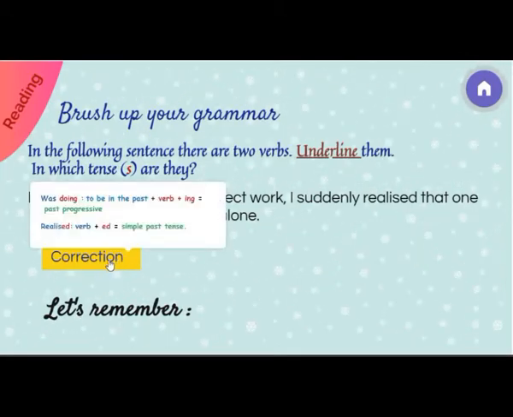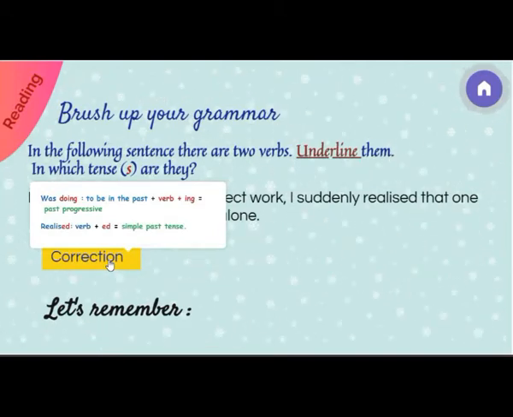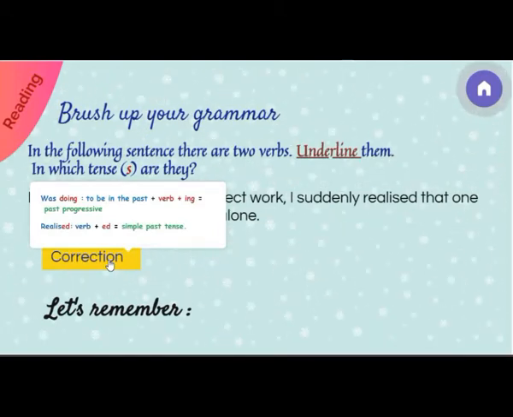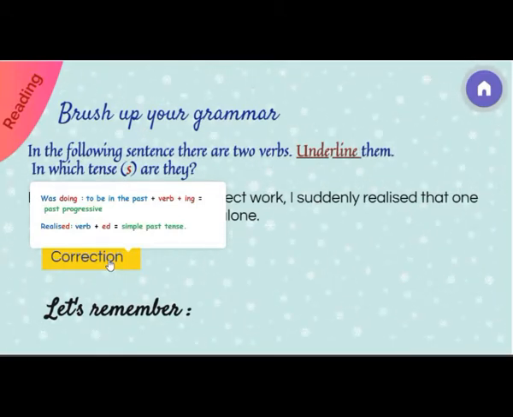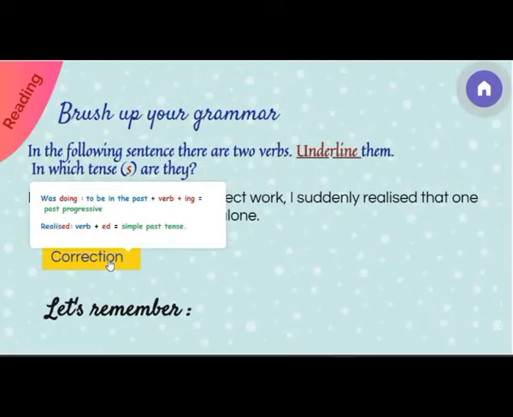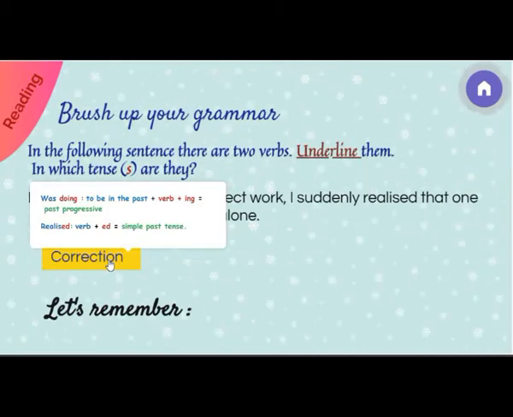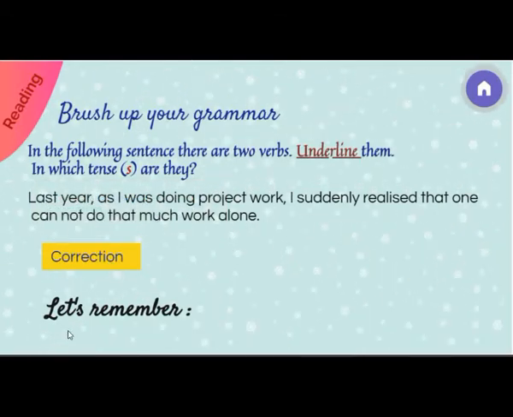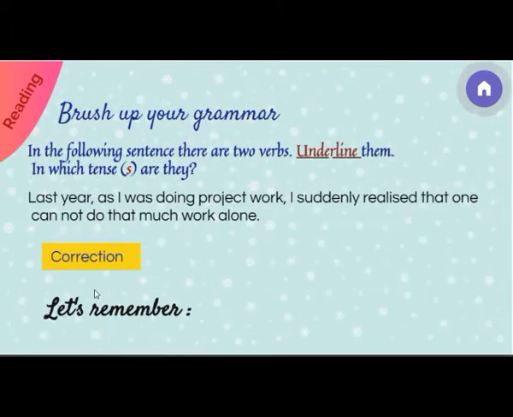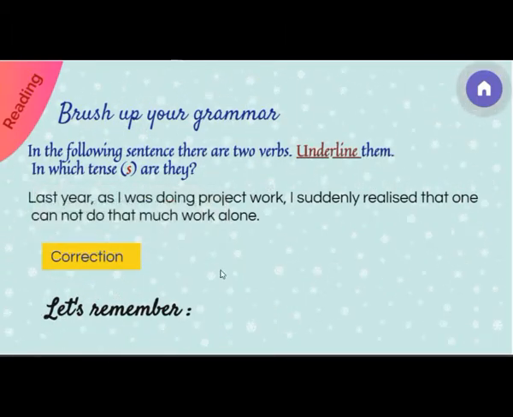Good. Okay, there are 2 verbs which are verb number 1, was doing. It's composed of 3 parts, to be in the past, plus verb, plus ing, which is of course the past progressive tense. And the verb number 2 is realized. It's composed of verb plus ed, and it's of course the simple past tense. So now let's remember, okay, we have the simple past and the past progressive.